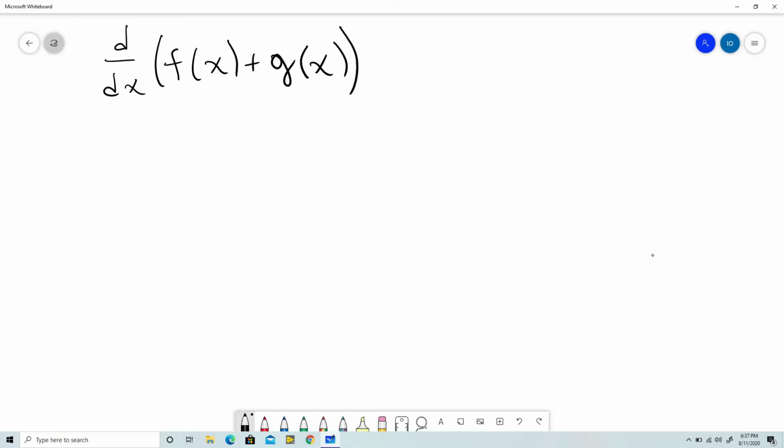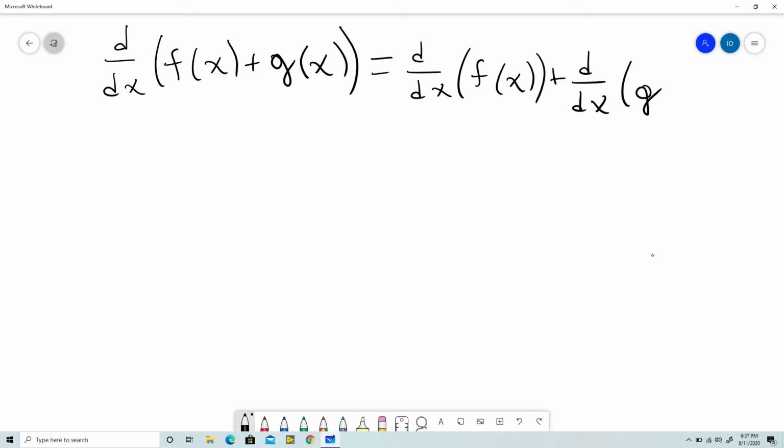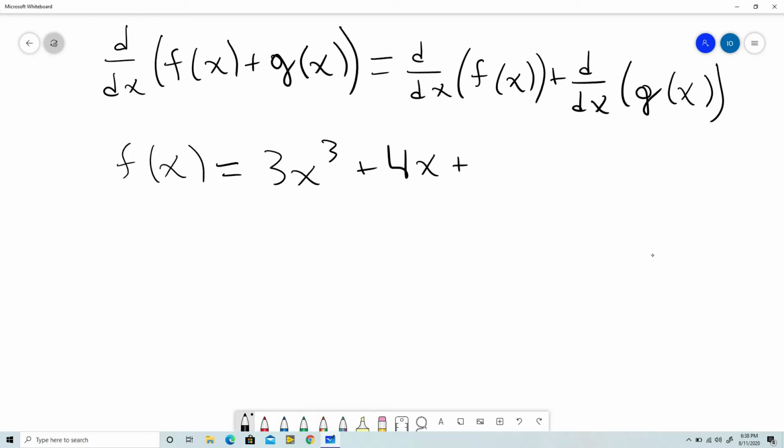Now let's move on to the sum and difference. So this works for both addition and subtraction. So you can just distribute the d over dx to each function and derive them separately. Like that. So say we want to see an example. f of x equals 3x cubed plus 4x plus 1.